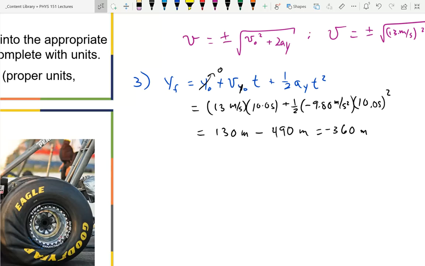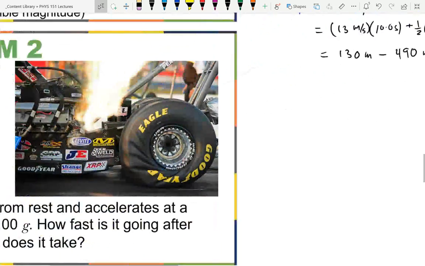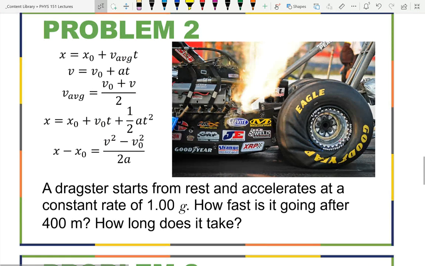All right. Time for you to get together with the other people at your table and do this problem. A dragster starts from rest and accelerates at a constant rate of 1.00 g. What does it mean if it's accelerating at 1.00 g? Yes, one times the magnitude of the acceleration of gravity. So it's accelerating at 9.8 meters per second squared. How fast is it going after 400 meters, and how long does it take to cover 400 meters? Remember, we're assuming constant acceleration because that's all we can do here.